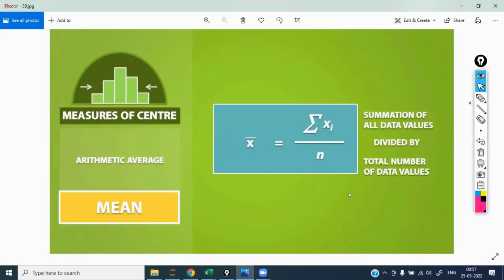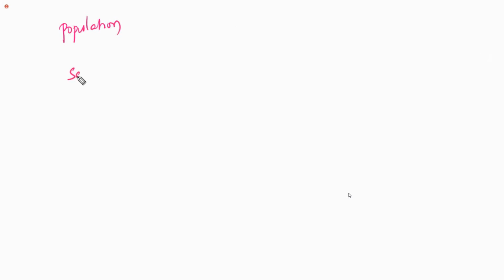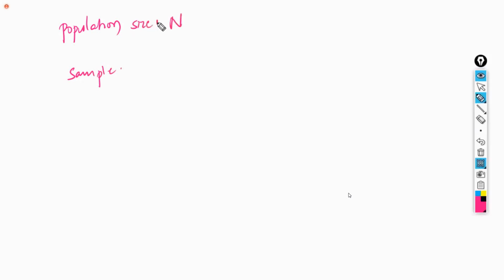Right? Now, the mean you can calculate for the population data, and for the sample data also, you can calculate the mean. Okay? Population size is given by capital N. Sample size is given by small n, right?